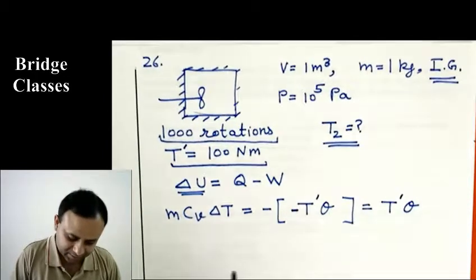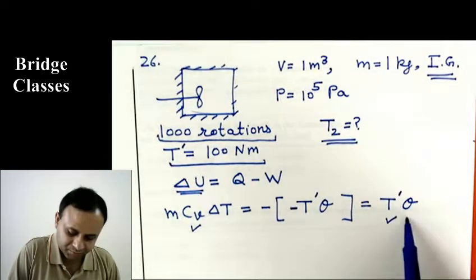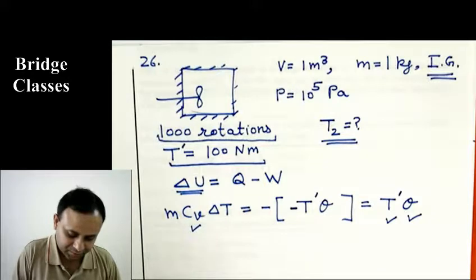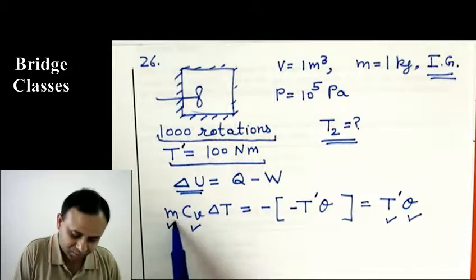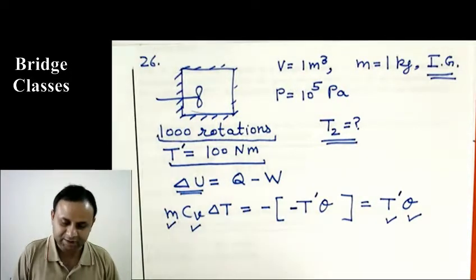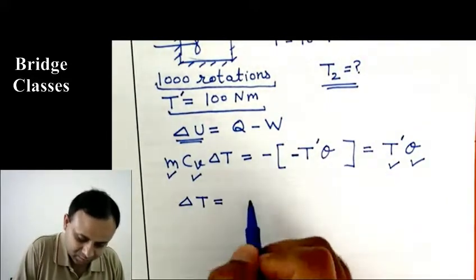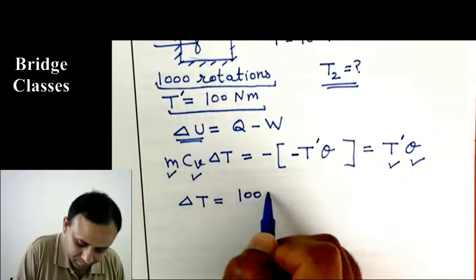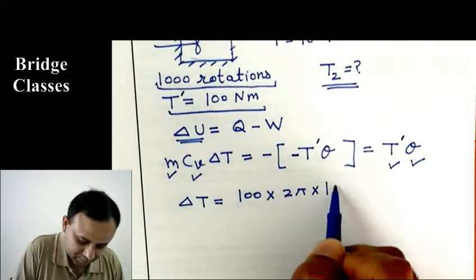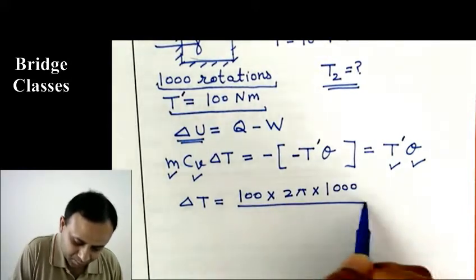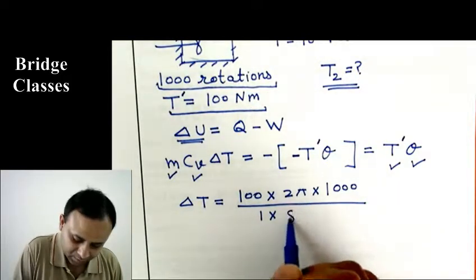Now let us see what is given. We have Cv, this is given. Torque is given. We can determine theta because number of rotations are given. m is also given, 1 kilogram. So this gives us change in temperature, delta T. So let me write that. The change in temperature becomes, the torque is 100. Theta will be 2 pi times number of rotations, 1000 rotations, over mass, 1 kilogram. And Cv is given, 800 joule per kilogram Kelvin.